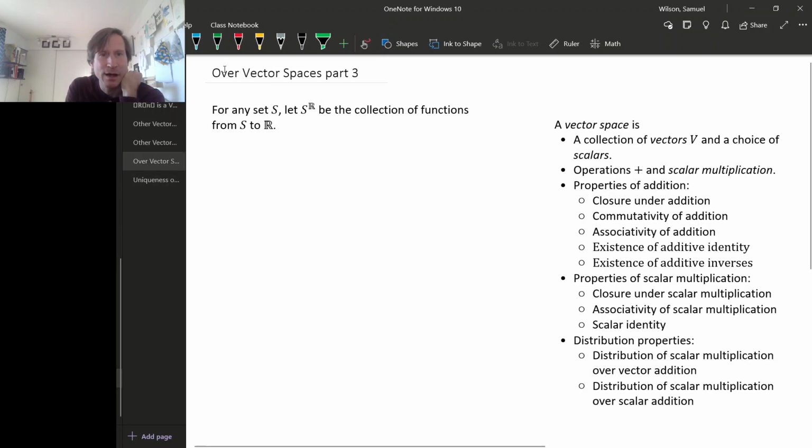All right, one last example of other vector spaces. Suppose that we have some set S, could be anything, could be an interval in the real numbers, it could be just a set of discrete points, and let's let S to the R be the collection of functions from S to R. So this notation is a little funny, don't worry about why that notation is good notation. It turns out it is good notation, but that's not important.